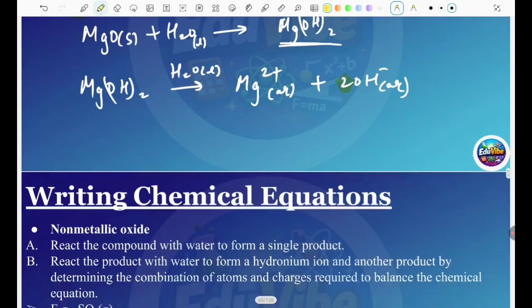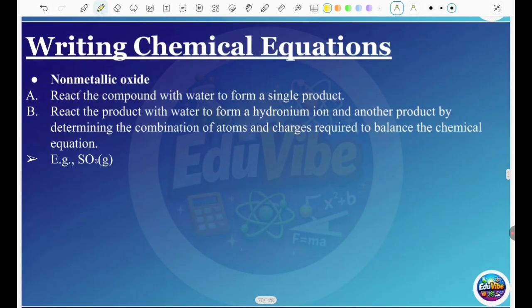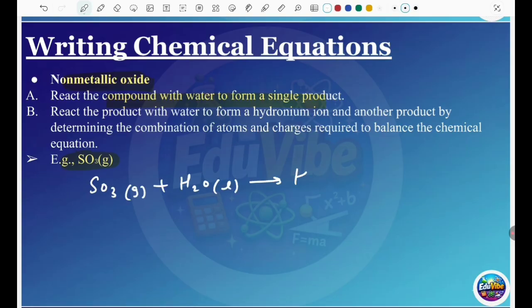Easy thing. Then we have a non-metallic oxide, where we have this SO3 gas. So we have to write this with water again. So SO3 gas plus water in liquid, you will get H2SO4. Now H2SO4 is the acid. It's a weak acid, but this is an acid.